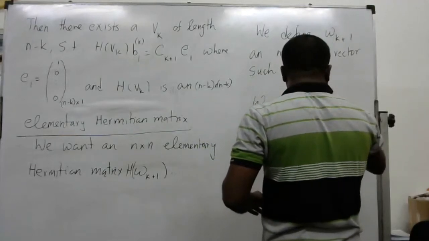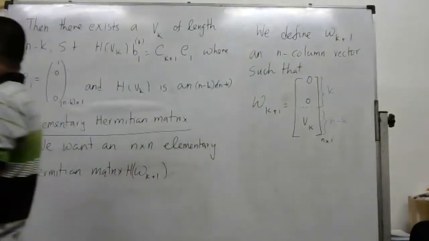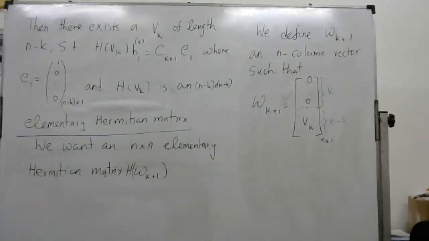Right, so you know that Vk is an n minus k length vector.